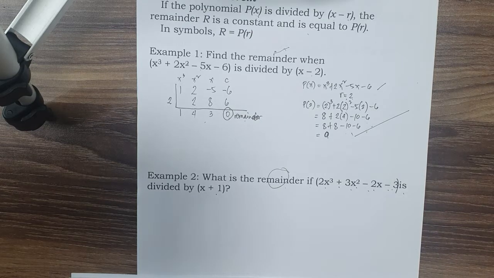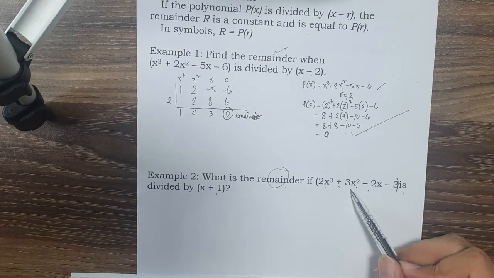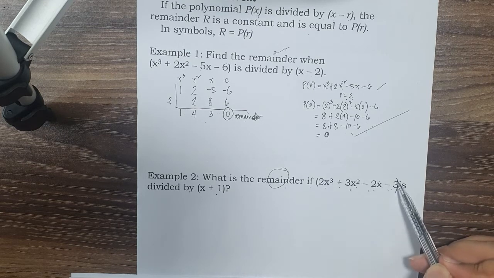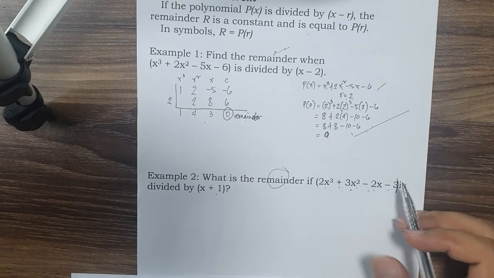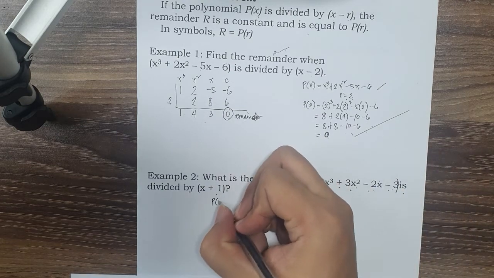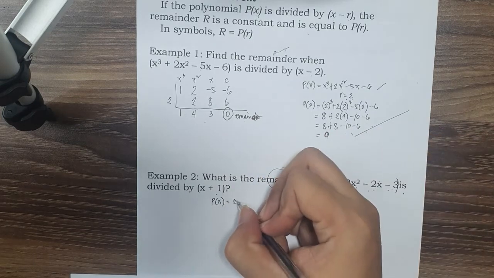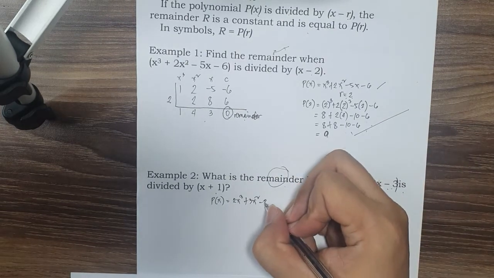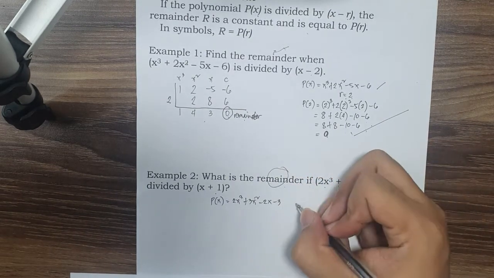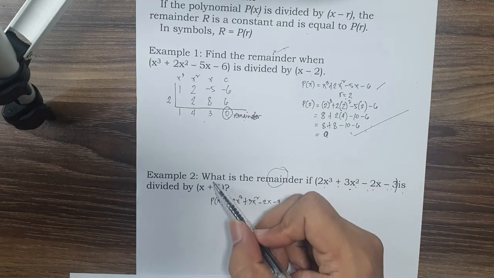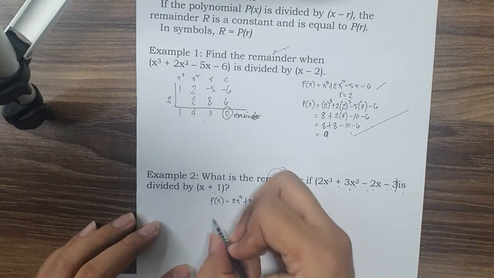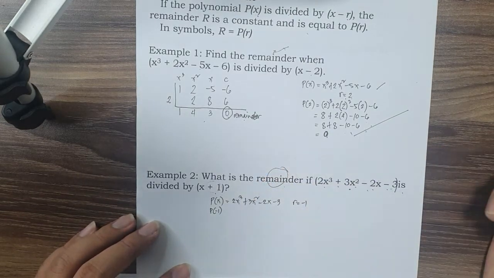So, tingnan natin ulit itong si dividend. Nasa standard form ba siya? Yes, kasi descending. 3, 2, 1, 0. So, kompleto rin yung terms, no? So, your p of x here is 2x cubed plus 3x squared minus 2x minus 3. And what will be your r here? The opposite na lang nito, that will be negative 1. So, if we're going to find the remainder, we evaluate p at negative 1.